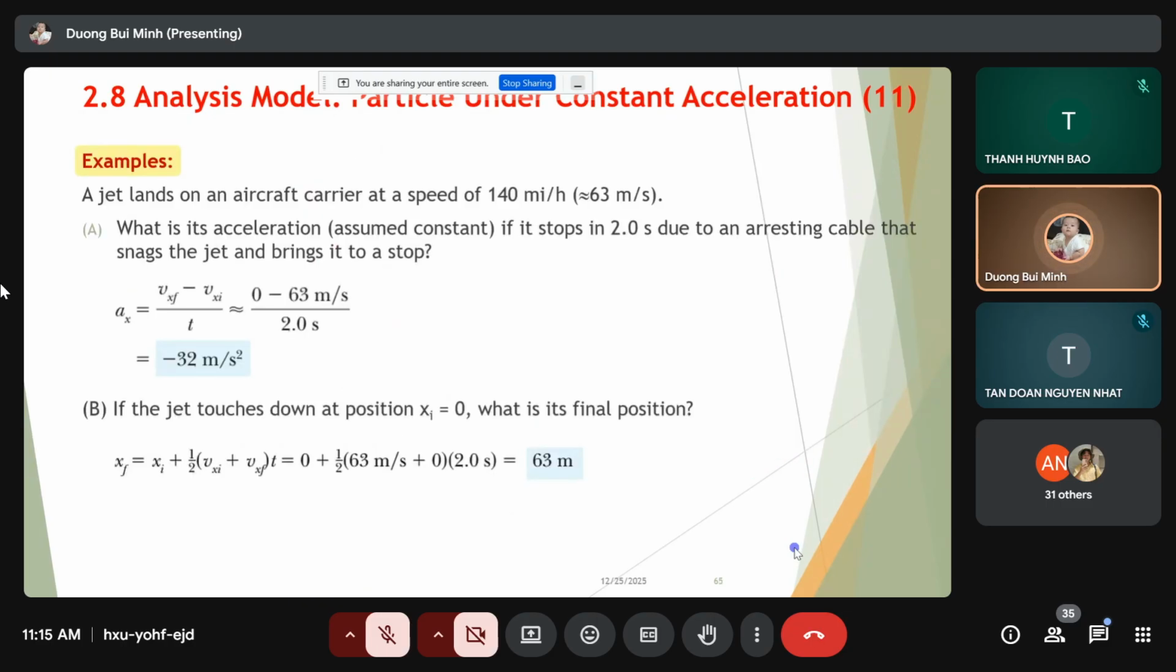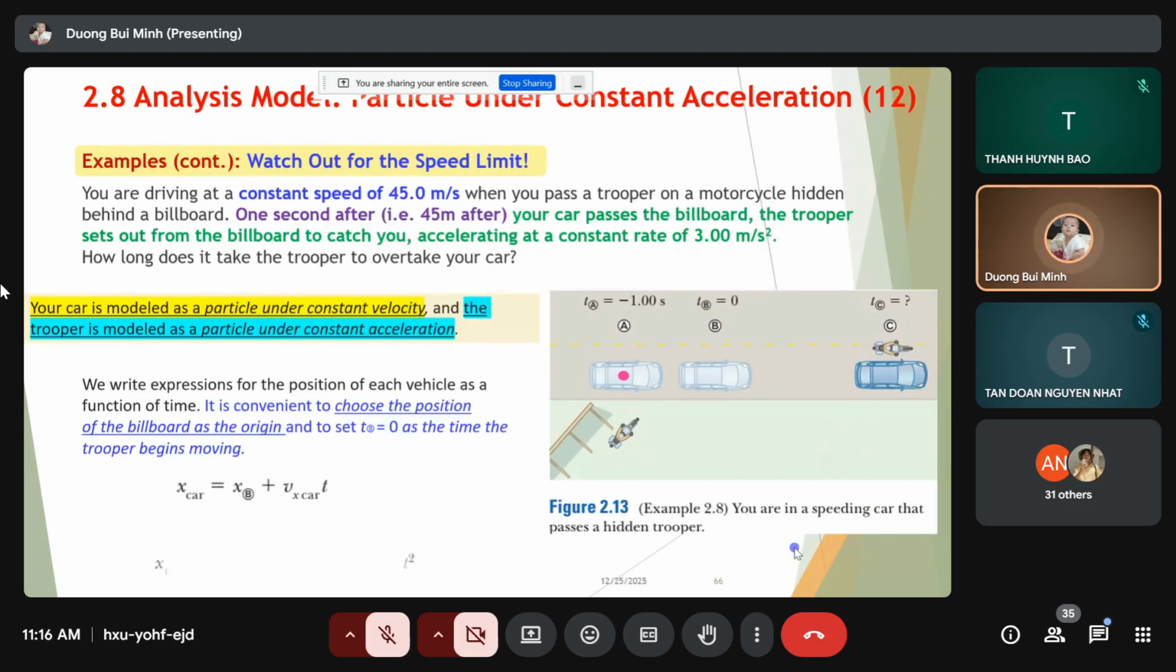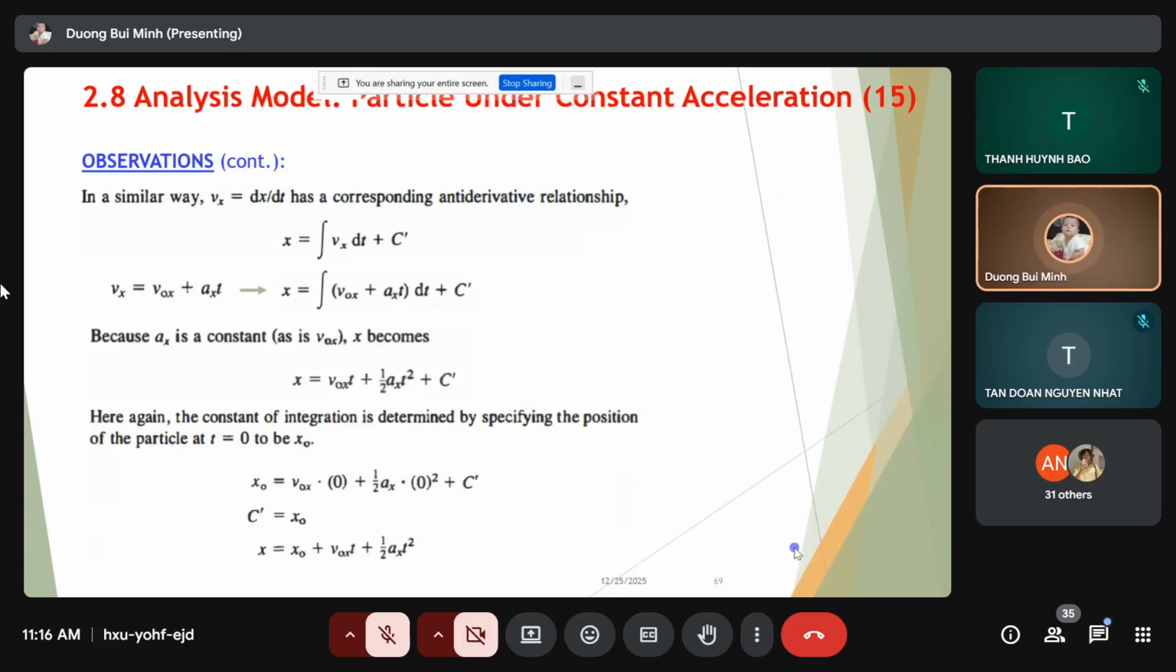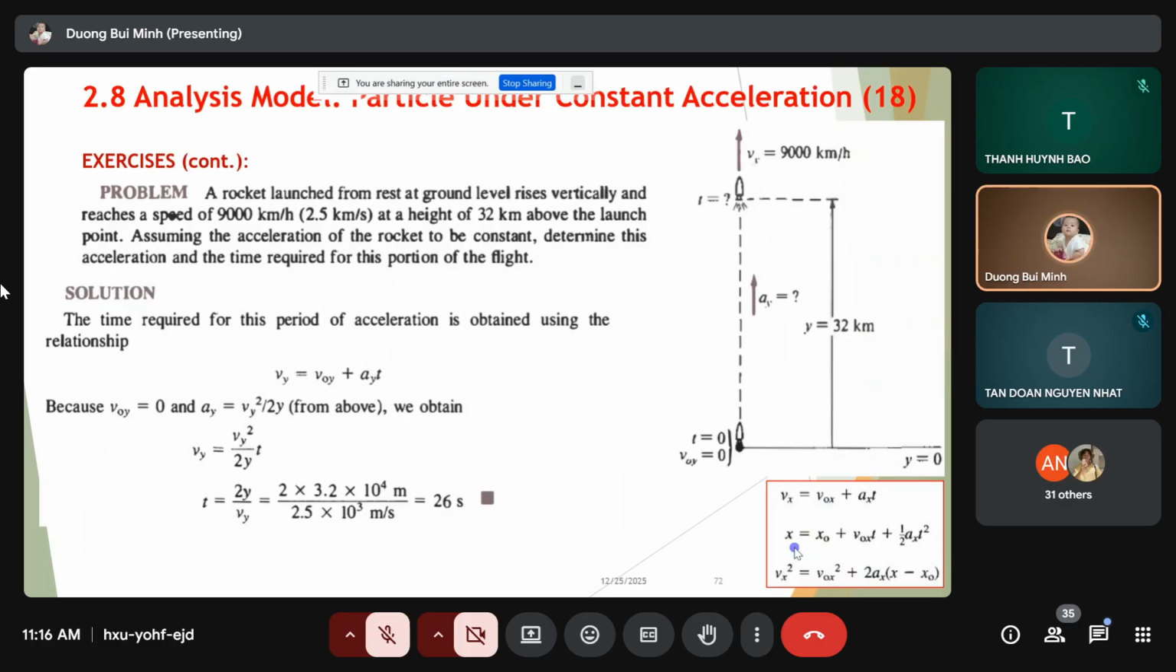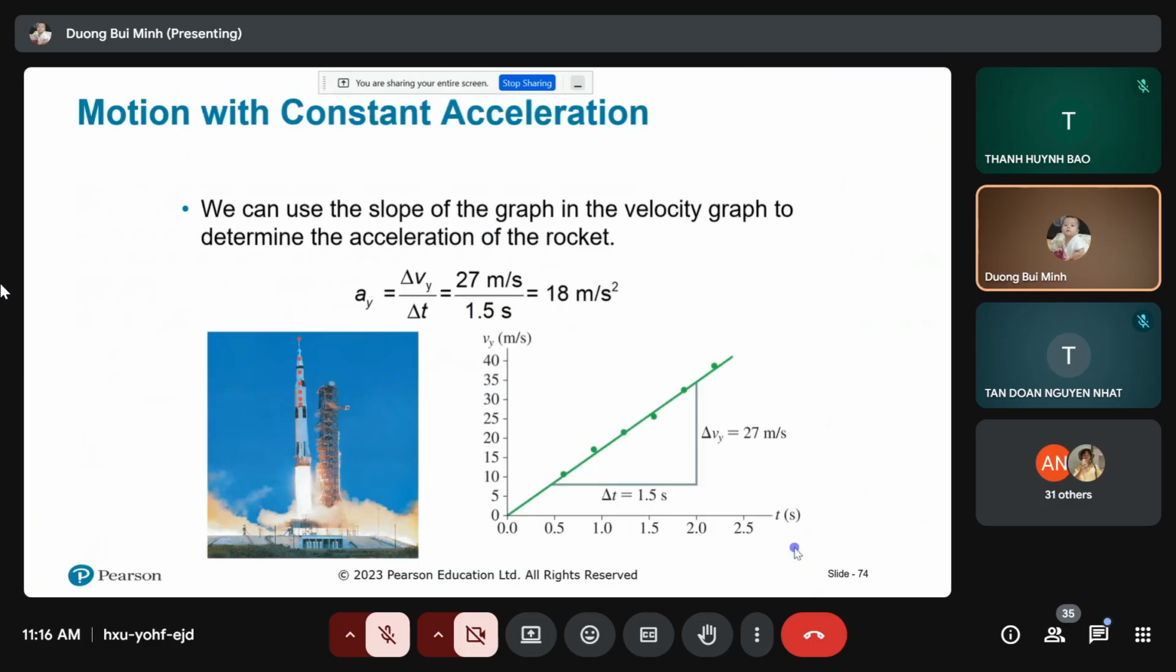So we have some examples. I think it's very easy, so I just quickly explain to you. Okay.